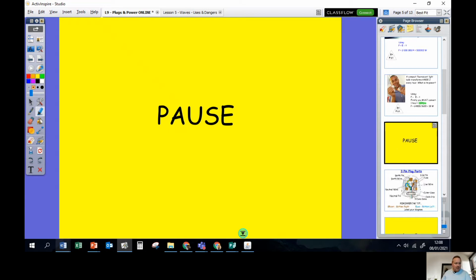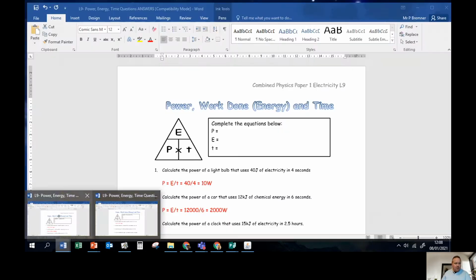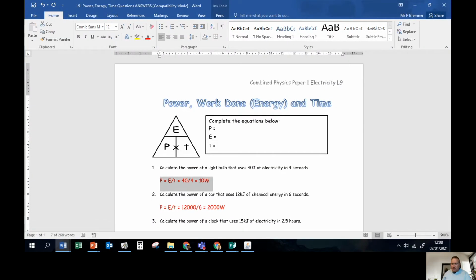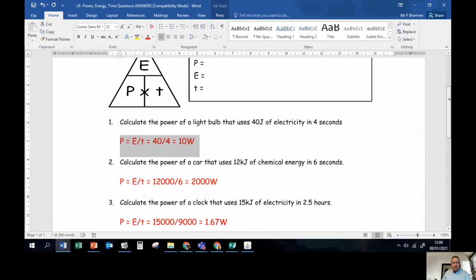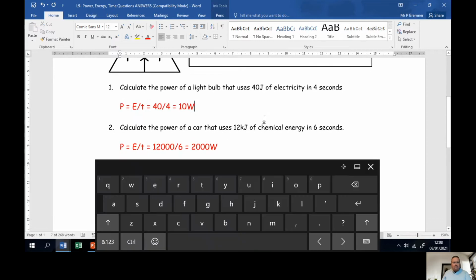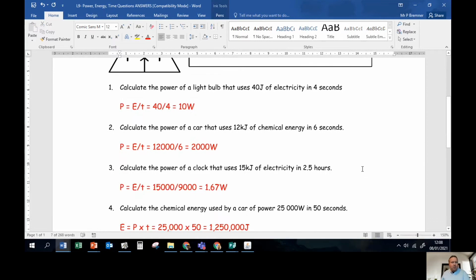Okay, welcome back. So time to go through the answers to the calculation sheet. I'll get my answer sheet up here and we'll zoom in so we can see the answers a bit more closely. Okay, quickly through them then. So question number 1 I've done for you. Power is 40 divided by 4 gives you 10 watts. You're obviously getting a mark for the sum and a mark for the units.